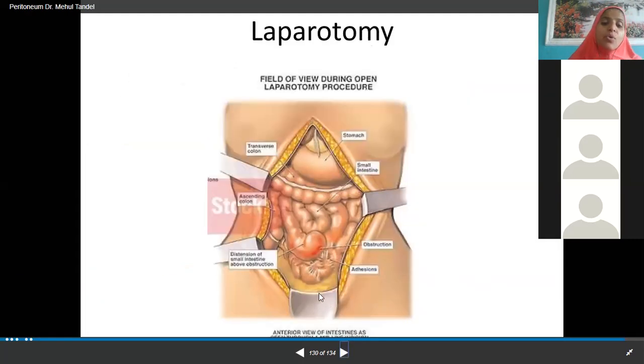So laparotomy is when you cut open the abdomen. That is laparotomy.